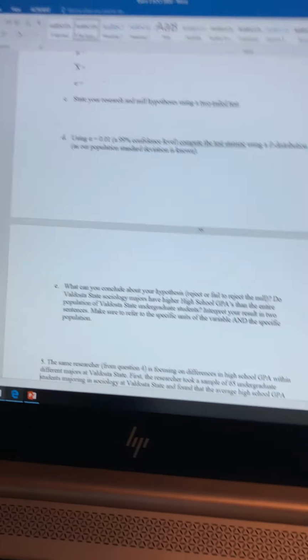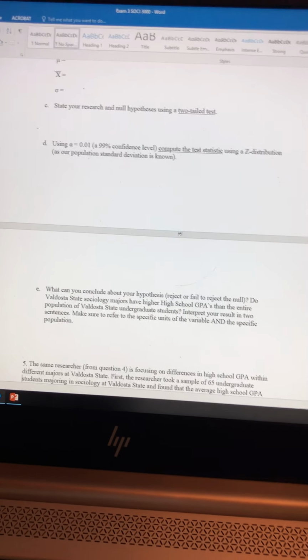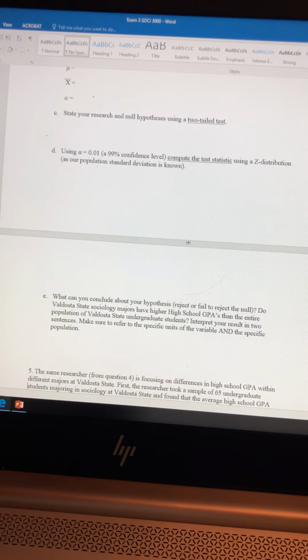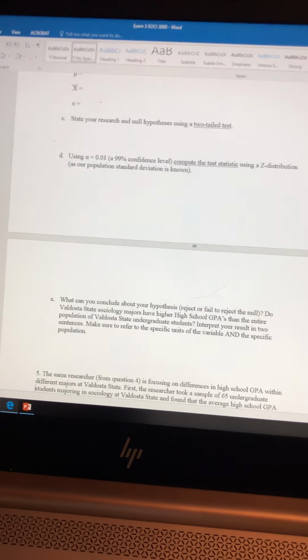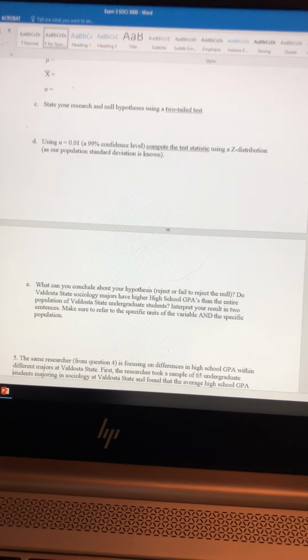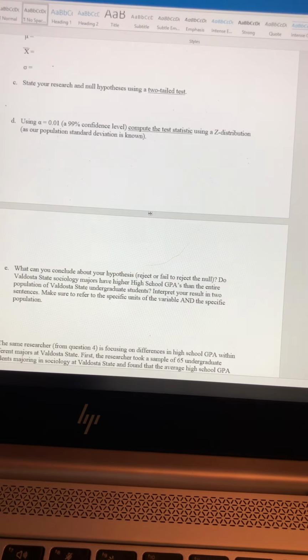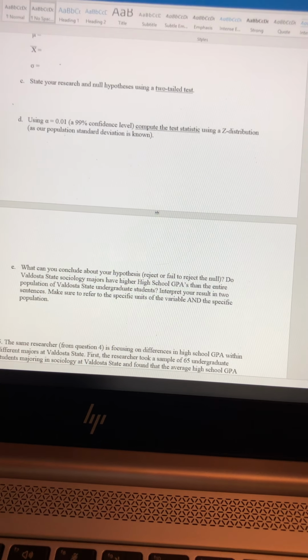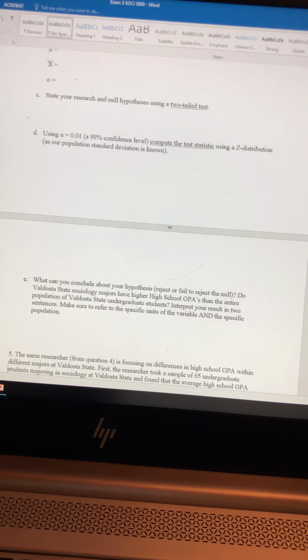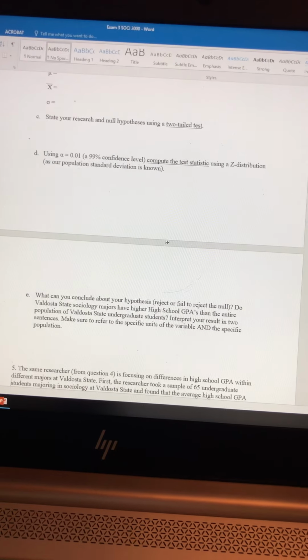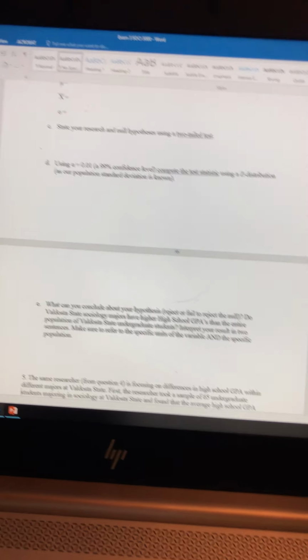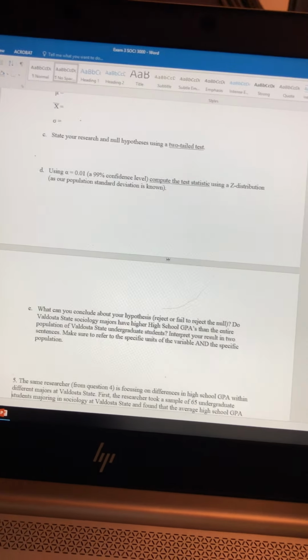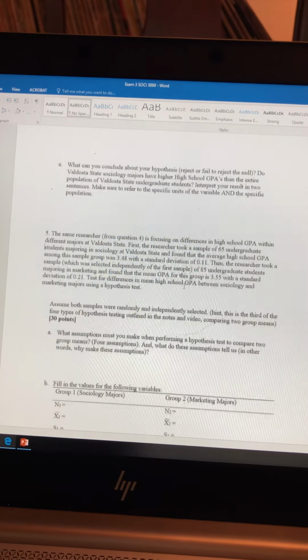Okay? And then you conclude about that to see, are Soc majors different in their high school GPAs? If you can reject the null hypothesis and go with the research because you have a really high test statistic, then you found that they are different. Soc majors have a higher high school GPA than everybody else. But if you find a test statistic and it's lower than the critical value, then you can't say that. You can't say with any degree of certainty that they're any different. So you're 99% confident that they're not different, that they're the same. Okay? That's question 4.